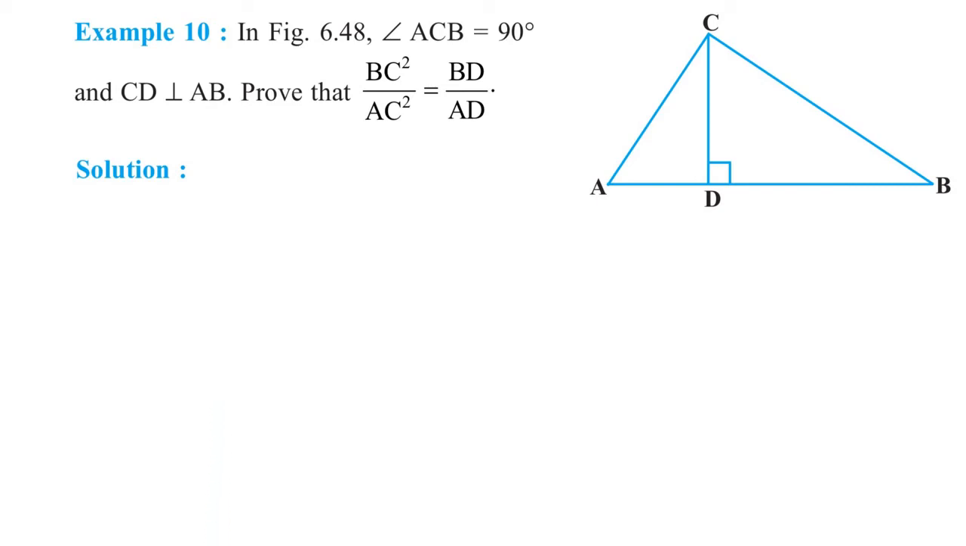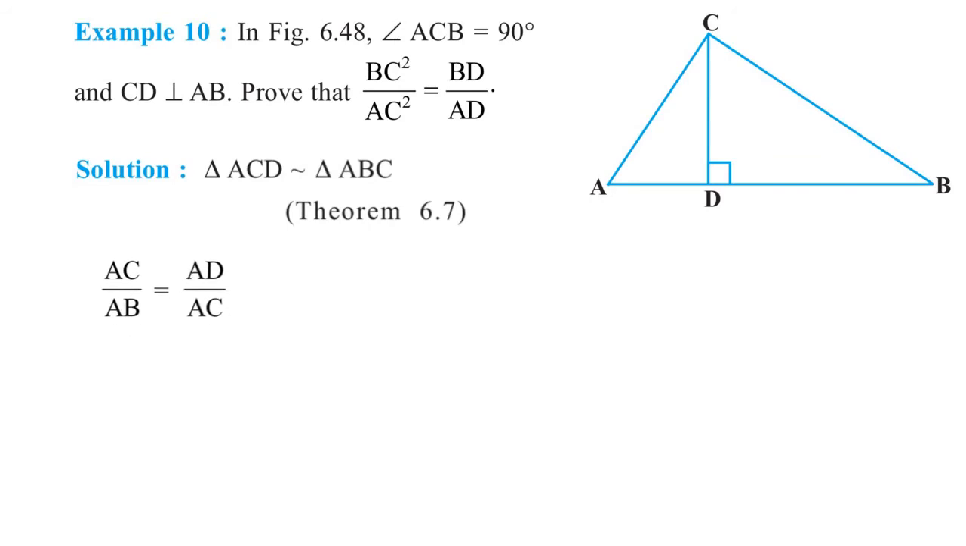So triangle ACD is similar to triangle ABC. We know that. So the corresponding sides will be in proportion. So AC over AB will be equal to AD over AC. So cross multiply. So we get AC squared equal to AB times AD. Let's label that as equation 1.